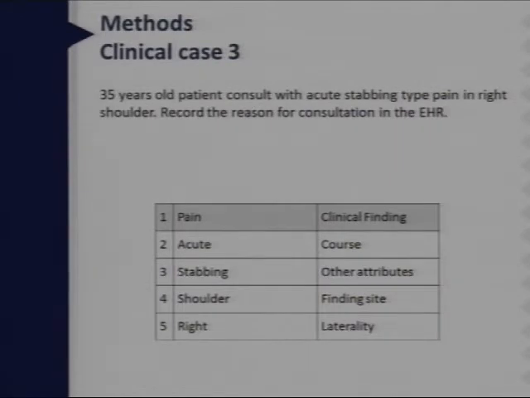And this is case number 3. It's a 35-year-old who came to the clinic with acute stabbing pain in the right shoulder. And this case also has 5 levels of detail. You can see here, for example, pain is the clinical finding, acute is the course, stabbing is another attribute, in this case the type of pain, shoulder is the finding site, and right is the laterality.